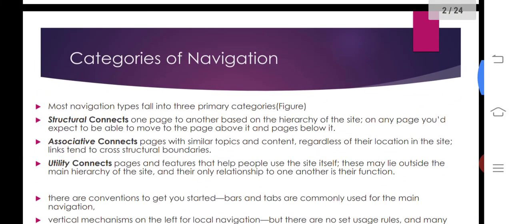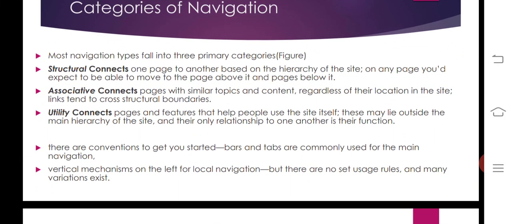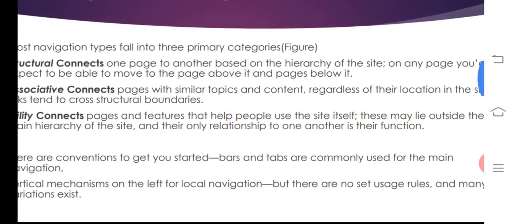Here are the categories of navigation. Most navigation types fall into three primary categories: structural connects, associate connects, and utility connects. These three are very important.